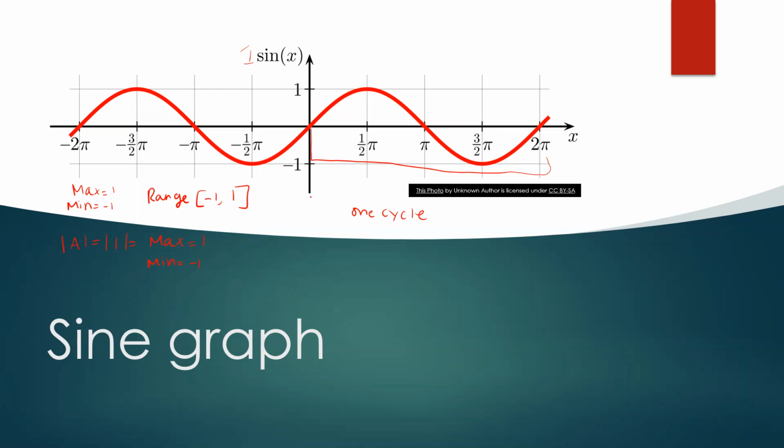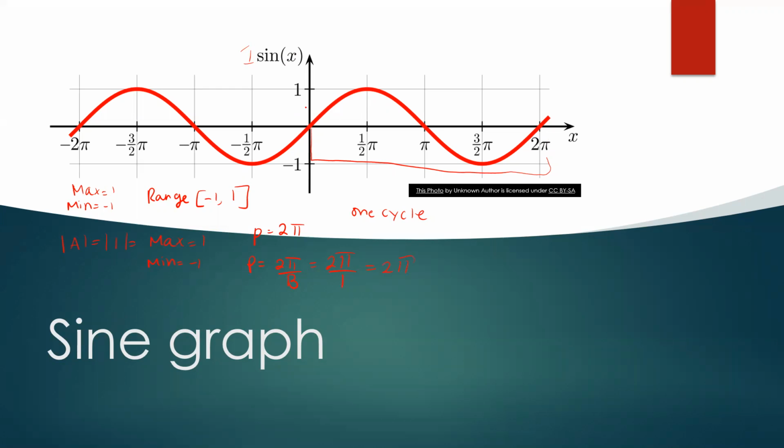The period of a regular sine graph is 2 pi, because the formula for period is 2 pi over b. And what is our b? Our b is usually the number in front of x. As you can see, there's no number, which means there's a 1. That's why our period is 2 pi. As you can see, one cycle ends at 2 pi.